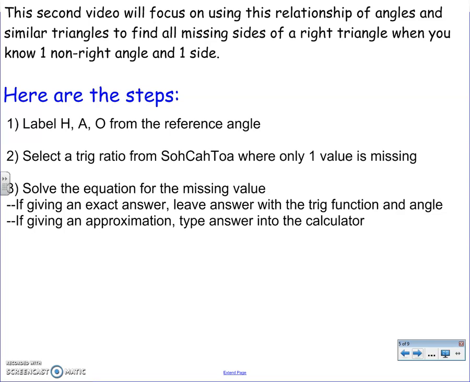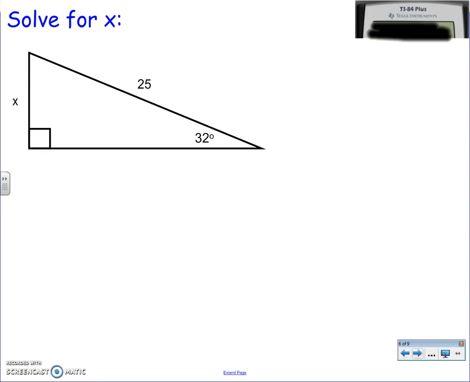If given an approximation, type that answer in the calculator and see what you get. So here's a problem. It says solve for x. We have a right triangle, so we're allowed to use trig. We have one angle that's not the right angle, 32 degrees, so I'll star that. That's our reference angle. I'm going to label H, A, and O.